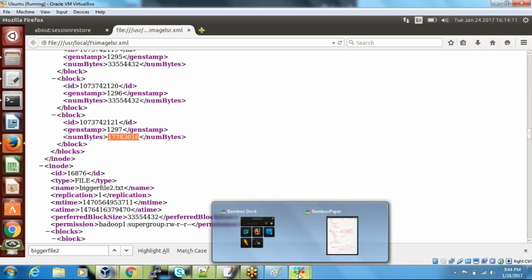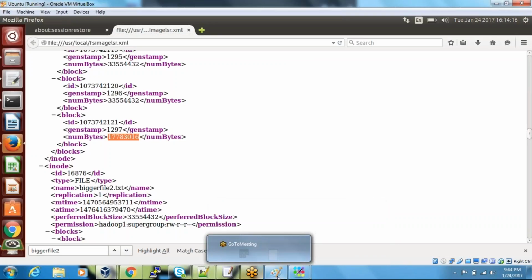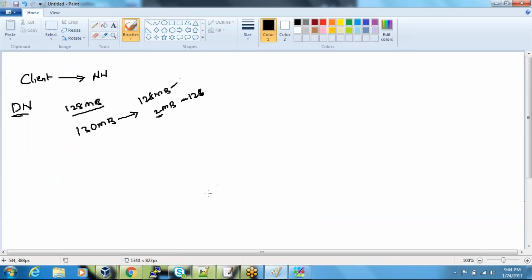Veera, one thing, like you have two files. File one is 128 or 130 MB, and the other file, file 2, is 512 MB. So here, as per the architecture, in this case we have more than two blocks.